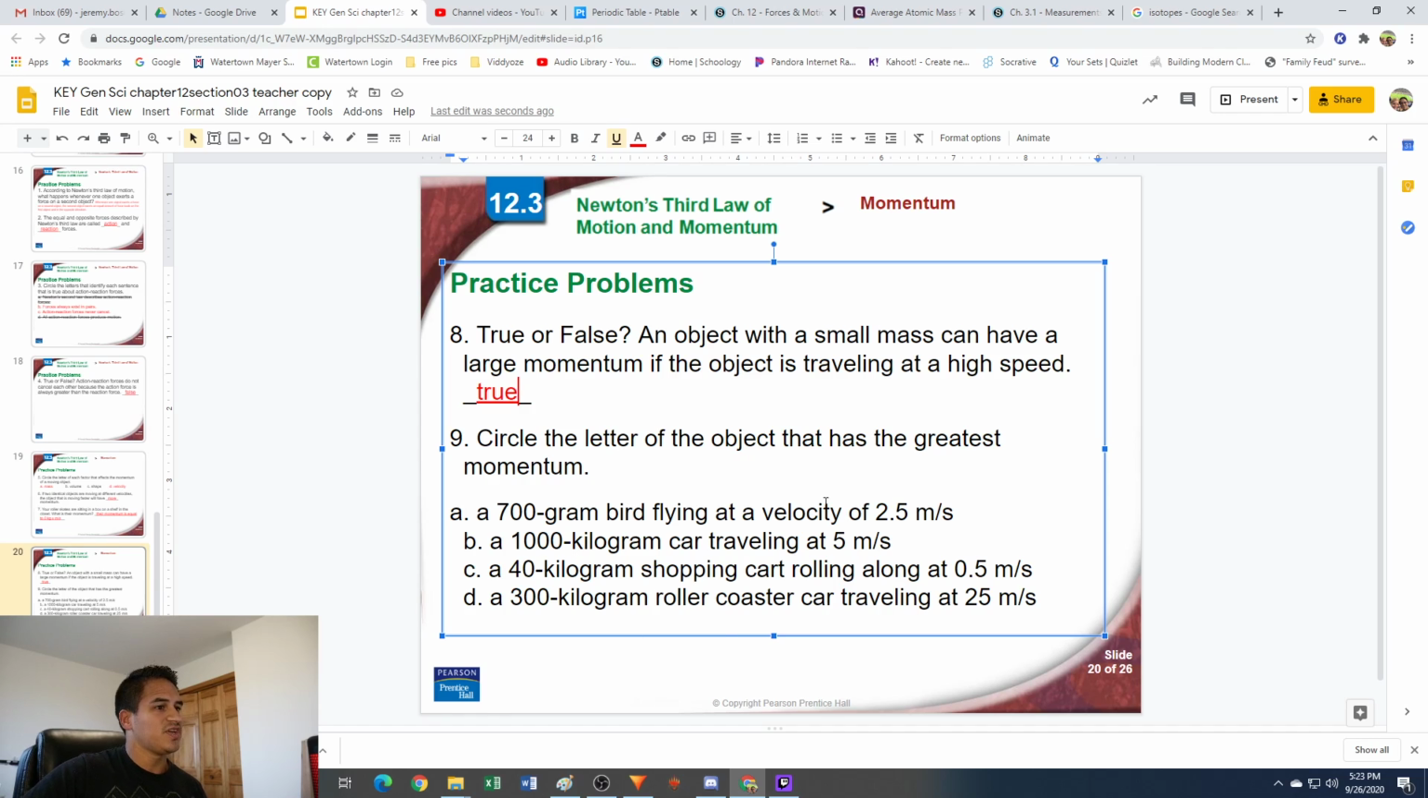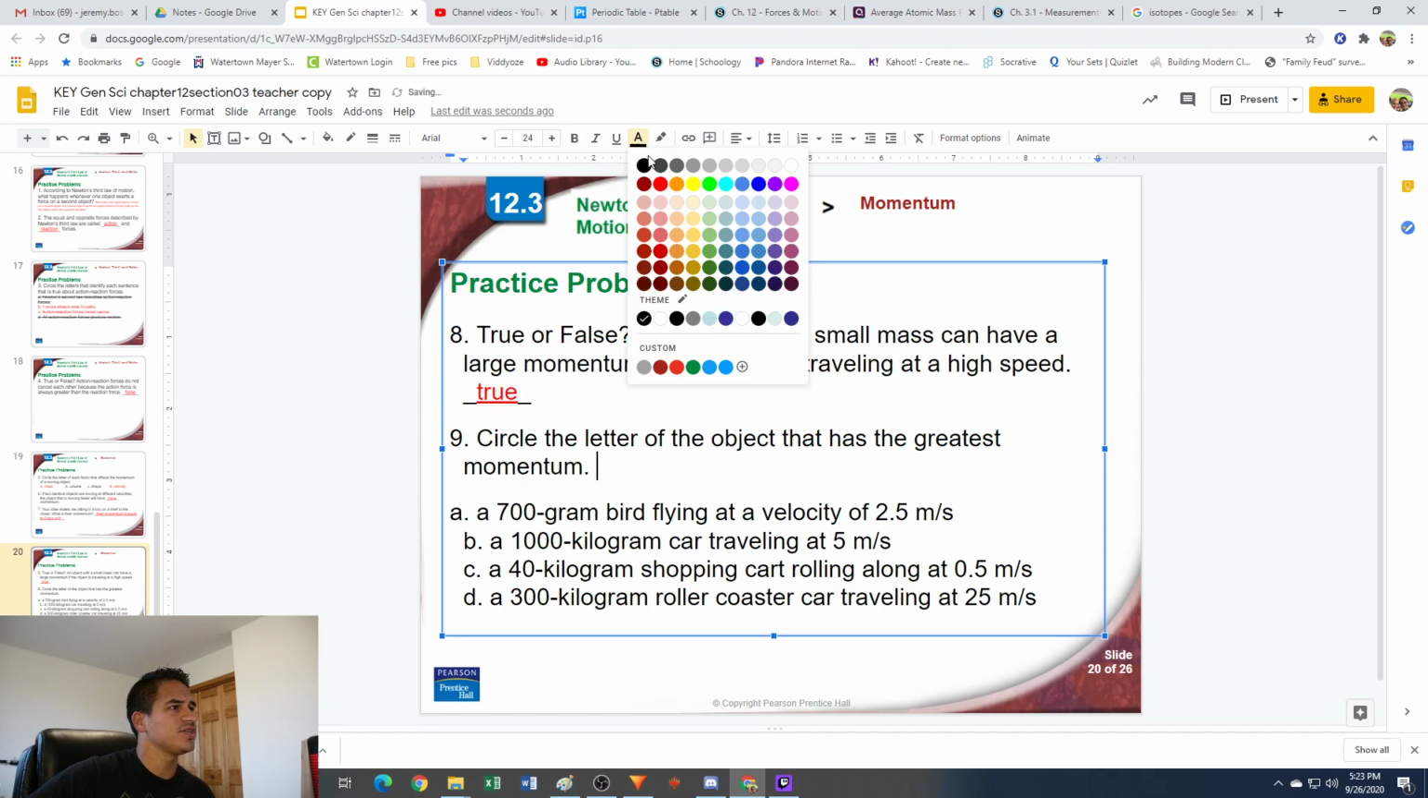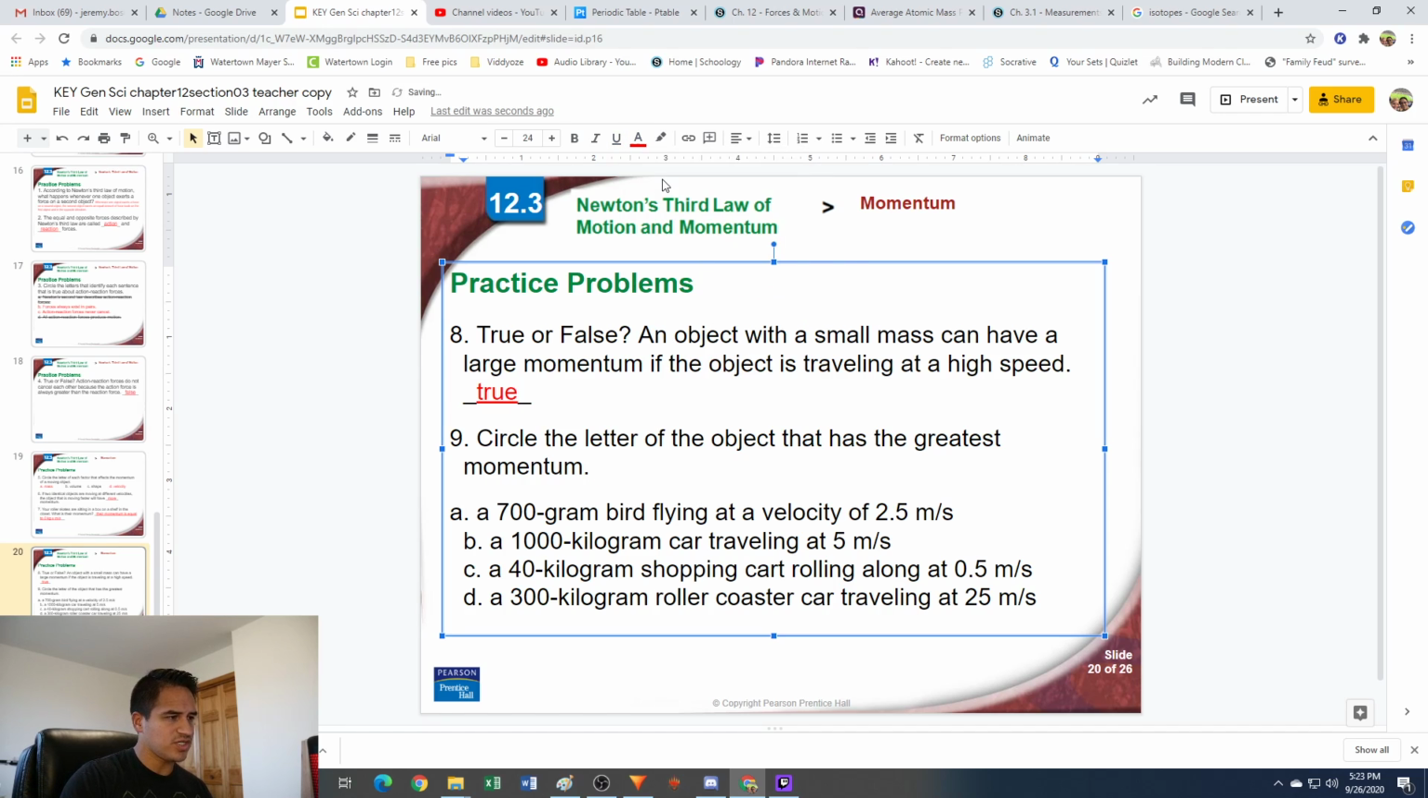Okay, so we're given a bunch of different objects and examples here that are moving at different speeds and have different masses. To determine the greatest momentum, we'll need to use the momentum equation. P is the symbol for momentum, not M. M is for mass. So P, momentum, is equal to mass times velocity. The units of momentum are typically kilograms times meters per second. The units for mass will be kilograms, and the units for velocity will be meters per second.